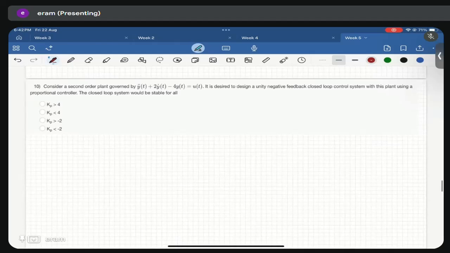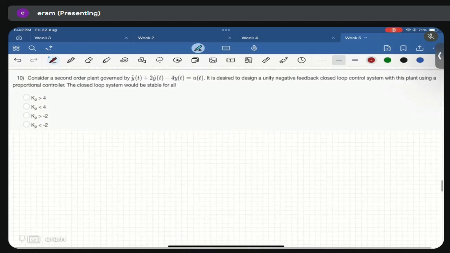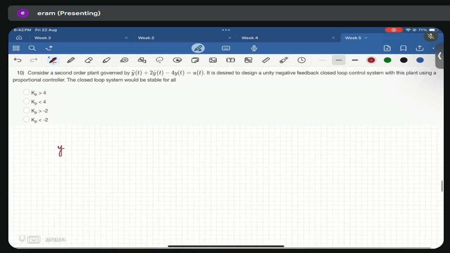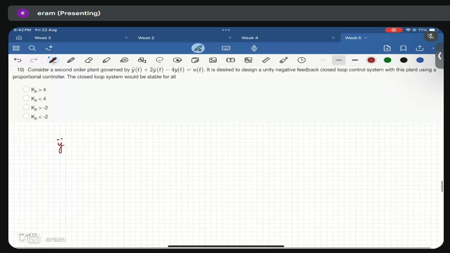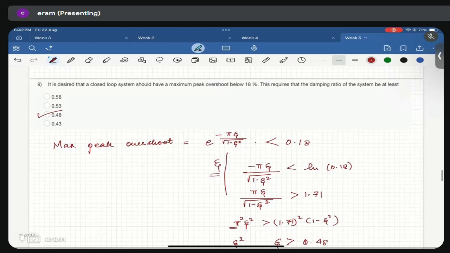Okay, this one is again, I think, very small. In question number 10, consider a second order plant given by. Yes, what's the answer for the previous question? For question number 9, the answer is 0.48.